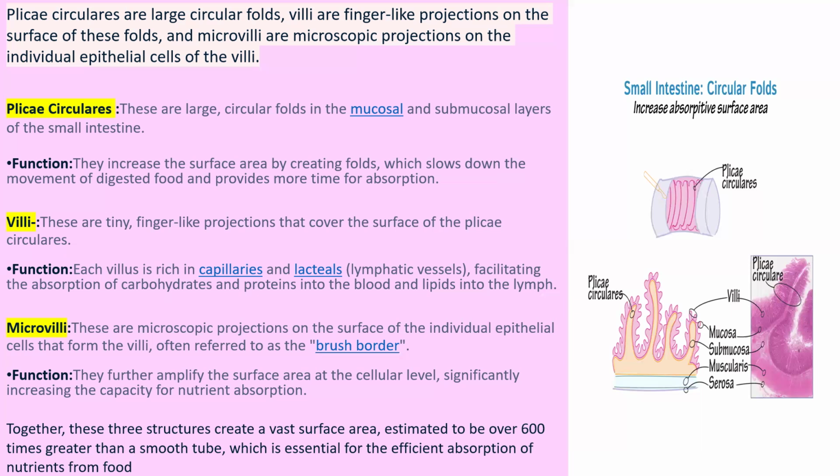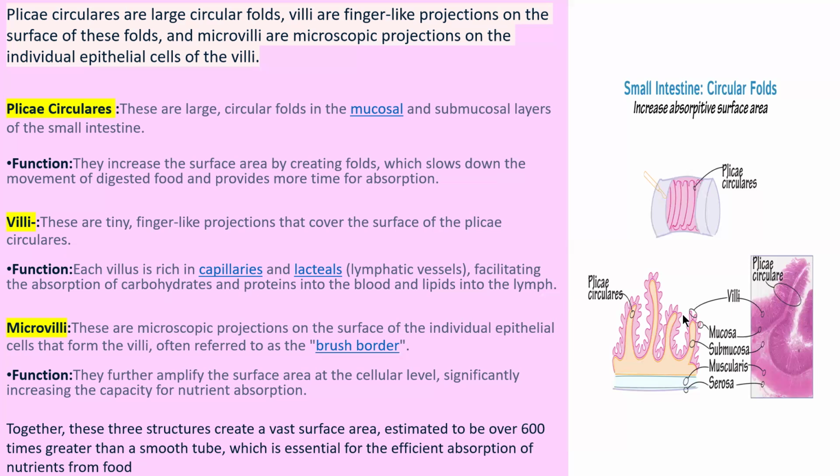Villi are tiny finger-like projections that cover the surface of the plicae circulares, which are large circular folds present in the mucosa and submucosa layers of the small intestine. Villi are enriched with blood capillaries and lacteals. Lymphatic vessels are called lacteals.